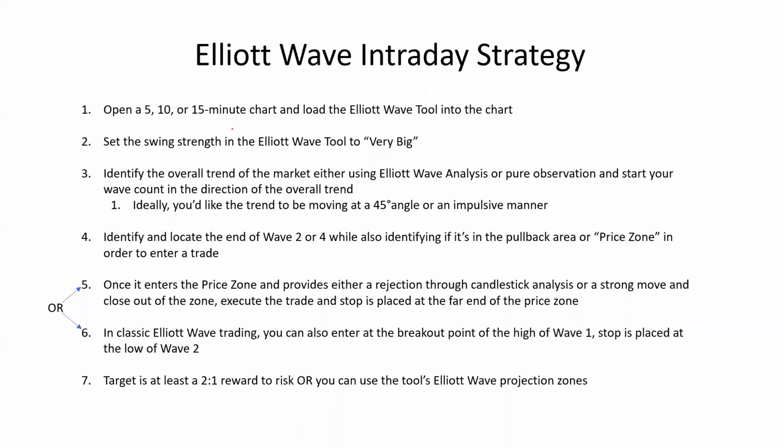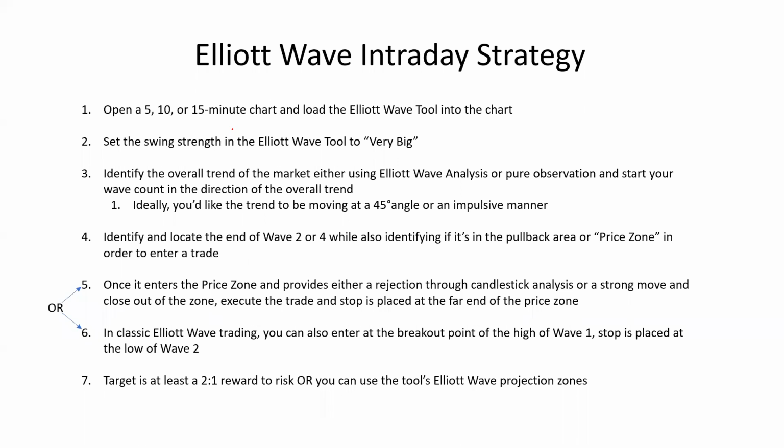All right, you're going to identify and locate the end of wave 2 or 4, while also identifying if it's in a pullback area or price zone. We'll talk about that. I know this is getting ahead of myself a little bit. Once it enters a price zone, it provides either rejection through candlestick analysis or a strong move and close out of the zone. You have two different ways to enter. You can do that, or in classic Elliott Wave trading, you can also enter at the breakout point of the high of wave 1.